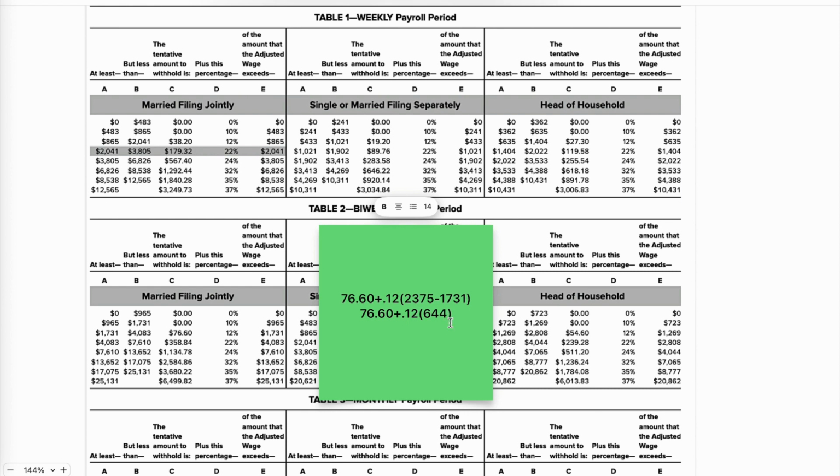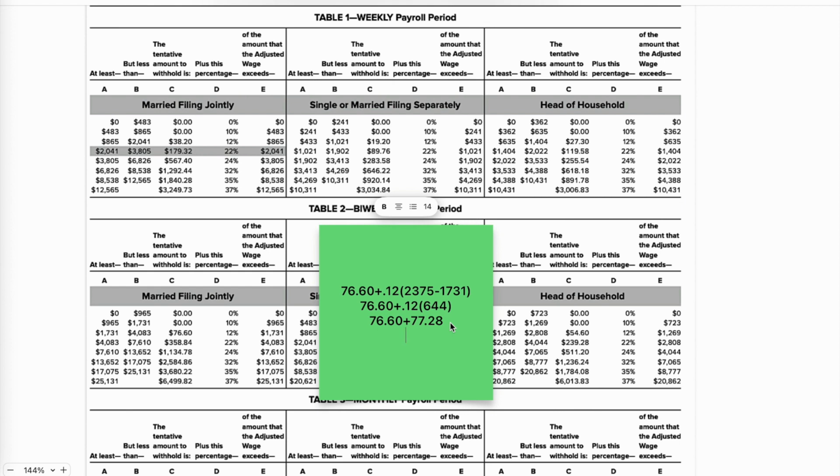So now I'm going to find the 12% of the 644 and add that to the 76.60. Now, when I take 12% of 644, I'm going to multiply the decimal form of the percentage, which is 0.12, multiplied by the 644, and that's going to give me 77.28.